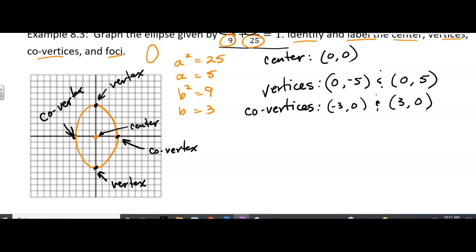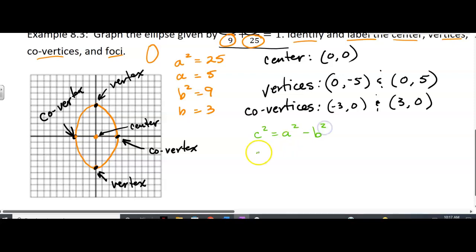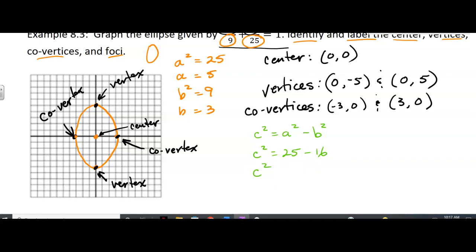Well, to do the foci, we have to figure out what C is. So C squared is equal to A squared minus B squared. Or in this case, C squared equals 25 minus 16. No, it wasn't 16, it was 9. I'm ahead of myself here, thinking about the last problem, I guess. C squared equals 16, though. Okay, so C is equal to plus or minus 4. So that means that I need to go up 4 and down 4.